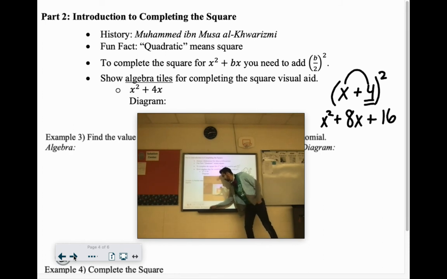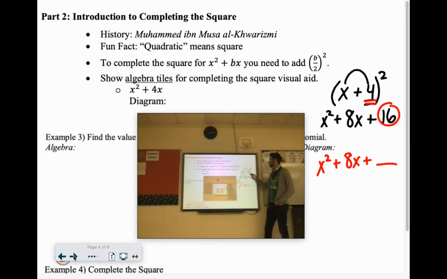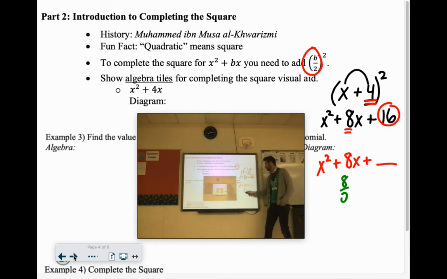So let's think of how we can go backwards. If I just gave you the x squared plus 8x, and I said, what would that last term have to be for it to be a perfect square? Look at how we get 16. It's the 4 squared. Now, how could you figure out 4 if you were only given the 8 in the middle? Well, it's half of that. So you take your b, divide it by 2, and then you square it. So 8 divided by 2 is 4, squared, plus 16.